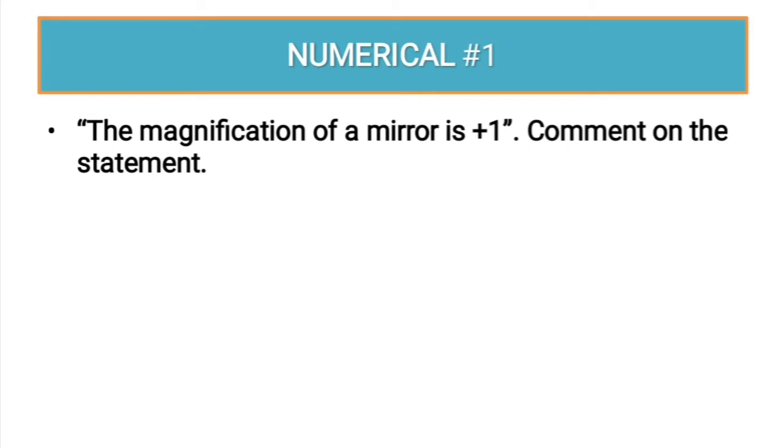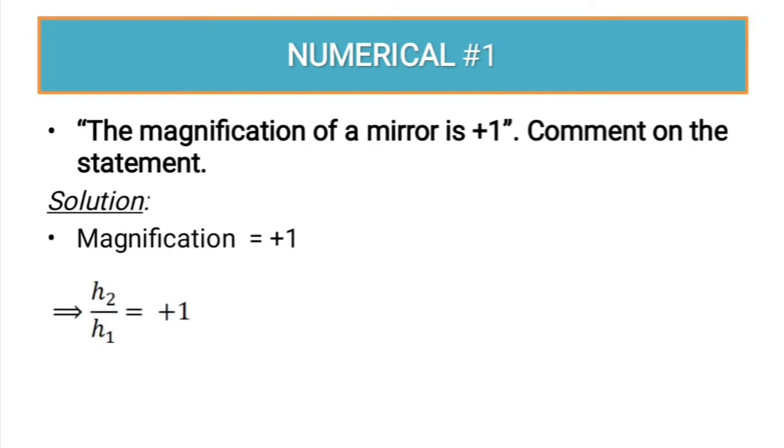The magnification of a mirror is +1. Comment on the statement. So the magnification value of the mirror has been given as +1, and you have to interpret this statement. Interpret in the sense we have to analyze what it is trying to say. So the solution for this is magnification. If it is +1, then it means that h2 upon h1 is equal to +1. That is, height of the image upon height of the object is +1.